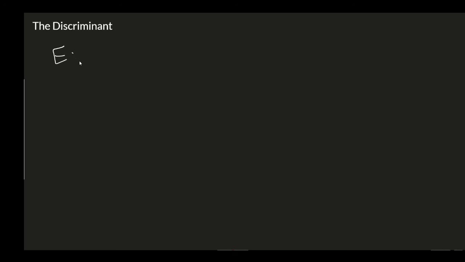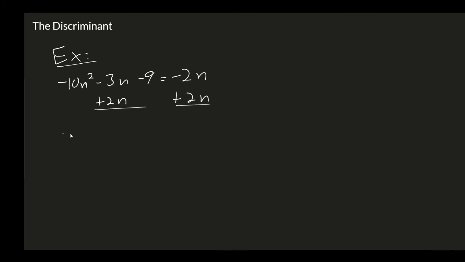One final example before we wrap up. Let's consider the case of negative 10n squared minus 3n minus 9 equals negative 2n. As before, we're going to bring all of our terms to one side of the equal sign, in this case the left side, and we're left with negative 10n squared minus n minus 9 equals 0. In this case, a equals negative 10, b equals negative 1, and c equals negative 9.